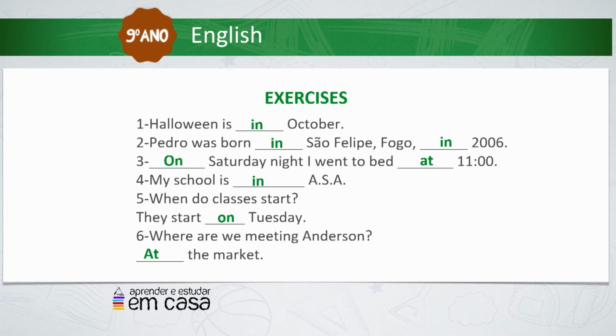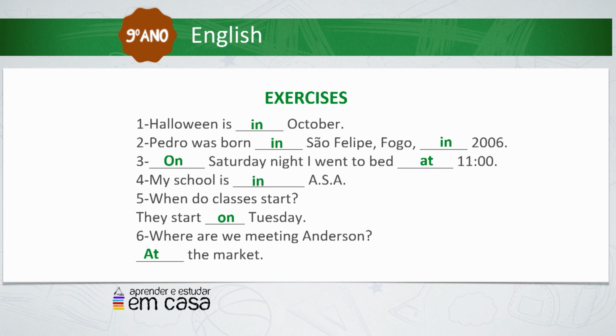Sentence number 3, blank space Saturday night, I went to bed blank space 11 o'clock. All right, on Saturday night, I went to bed at 11 o'clock. Correct once again. Sentence number 4, my school is blank space Asa Achada Santo Antônio. That's right, my school is in Asa Achada Santo Antônio. Sentence number 5, when do classes start? They start blank space Tuesday. Exactly. They start on Tuesday.